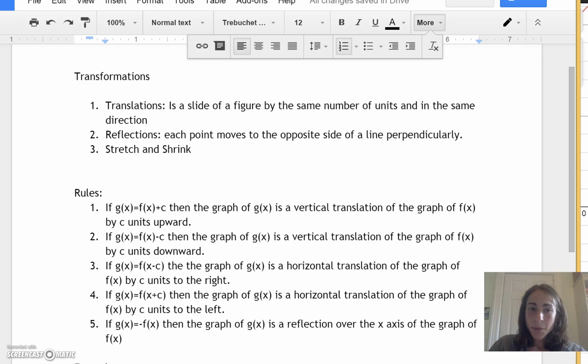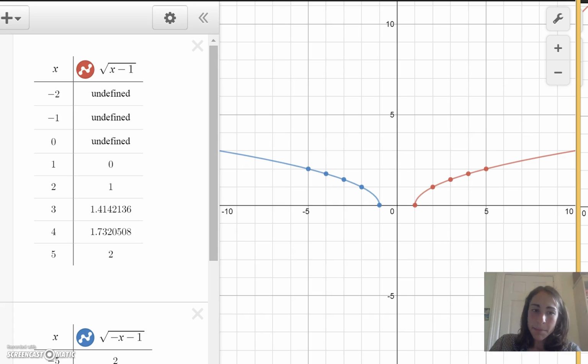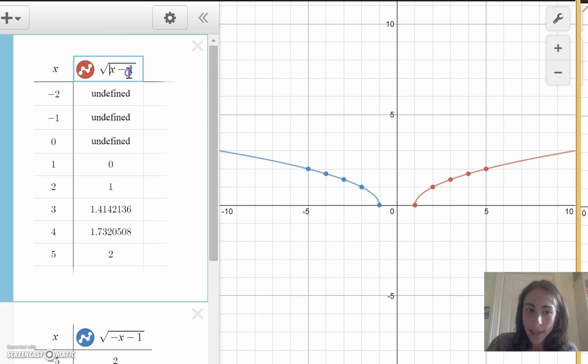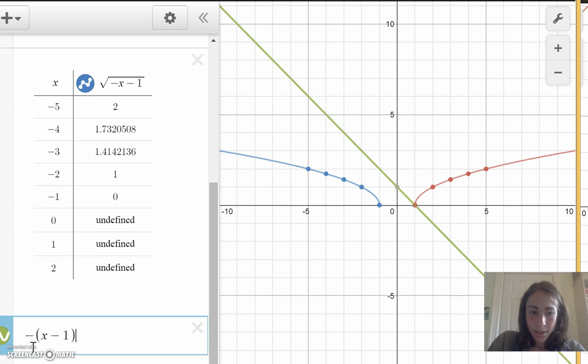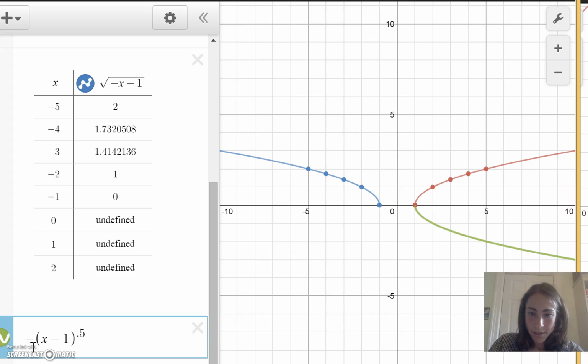What about reflections over the y-axis? So here's the example we're looking at. The red graph is sort of like the square root graph, but it's shifted to the right by 1, which means instead of x, we put x minus 1. So we have the square root of x minus 1 is this graph. Now, if we wanted a reflection over the x-axis, I would have to take the negative of that. So let me just do that to show you really quickly what that looks like. Negative of (x minus 1) to the 0.5. That gives us a reflection over the x-axis. I just took the negative of the whole thing.